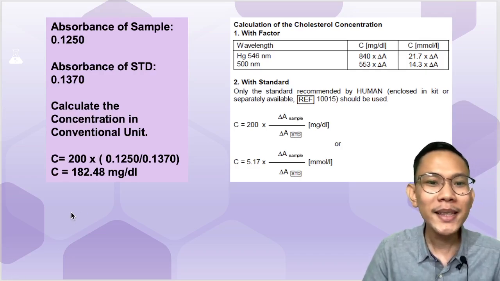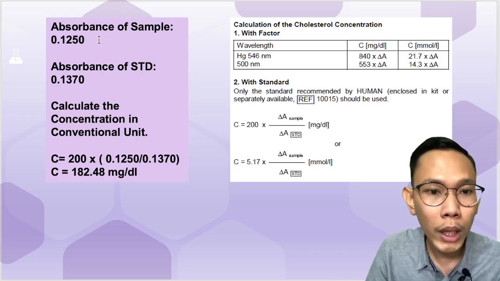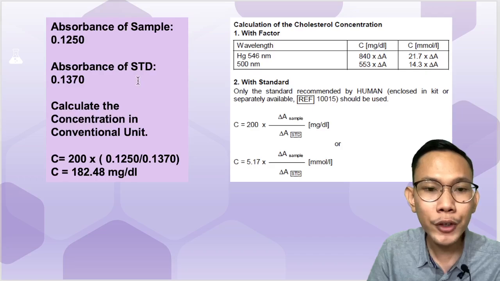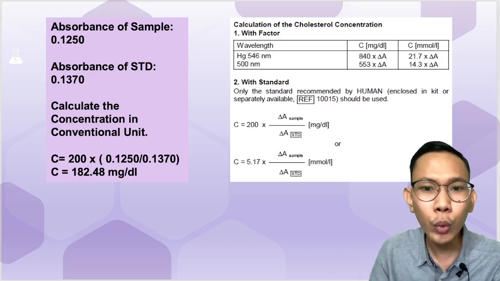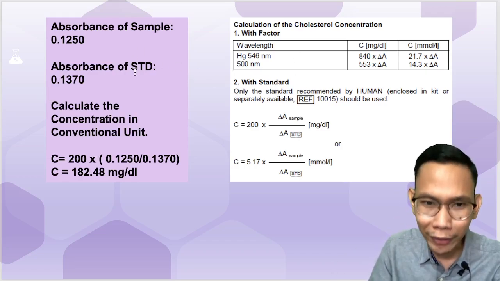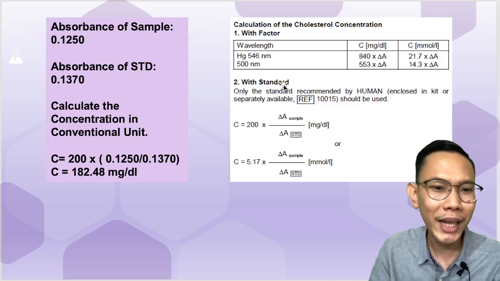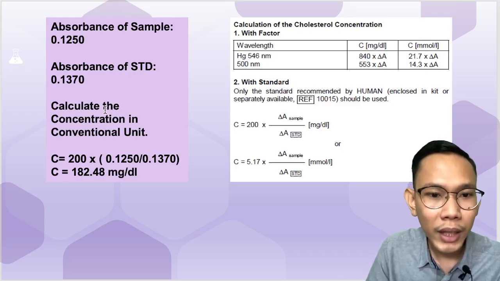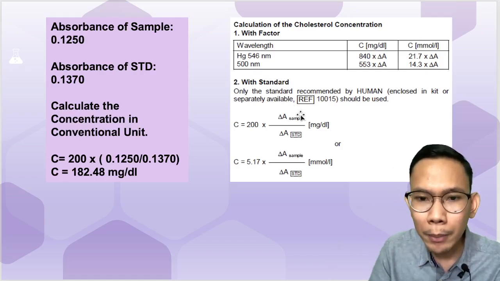Ito, so, meron tayong example. So, upon doing your spectrophotometry, you get the absorbance of your sample, which is 0.1250, and absorbance of your standard, which is 0.1370. Question, anong gagamitin natin na formula? Katong with factor or with standard? Syempre, standard. Gamitin natin ang with standard. And again, most of the time, with standard ang ginagamit. The question is, calculate the concentration in conventional unit. Conventional. Milligram per DL.